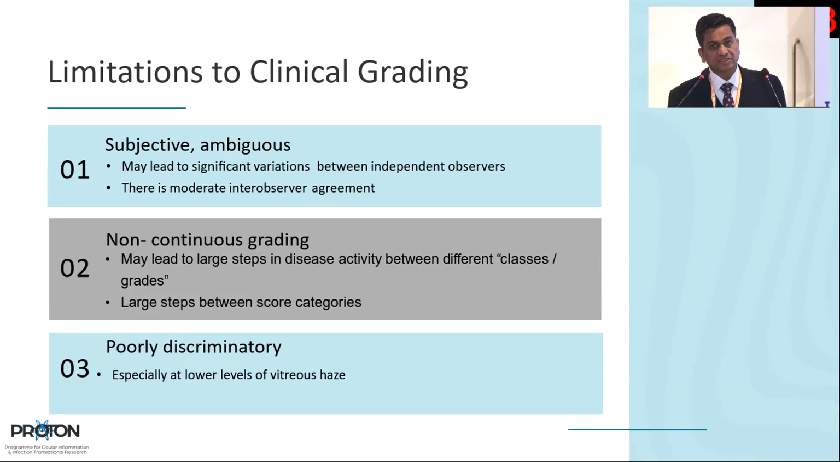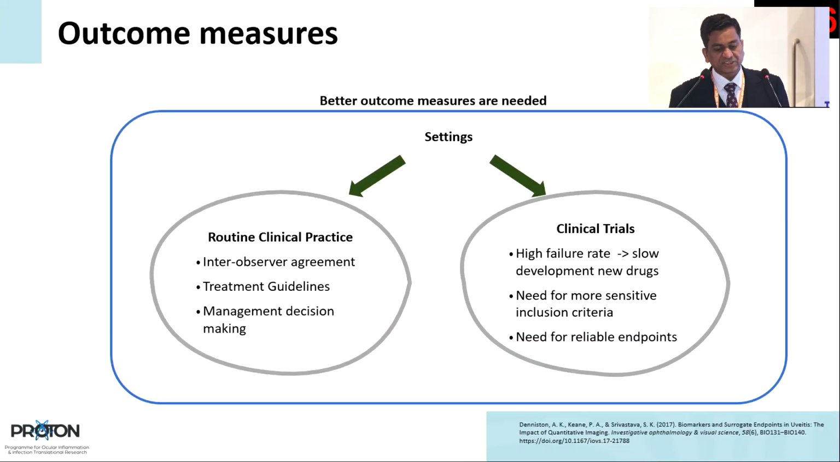These are non-continuous. You do not have 1, 2, 3, 4, 5; you have 1, 2, 3, 4, some steps, but there have not been that many attempts. Going from 2 to 1 is okay, but can I change Bradford 4 to 1, or cells of 3 plus to 1? Do you change? How do you change? Because there is no continuous grading of that, and it is poorly discriminatory.